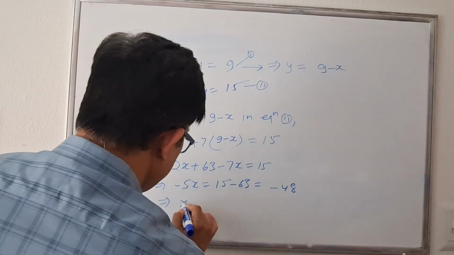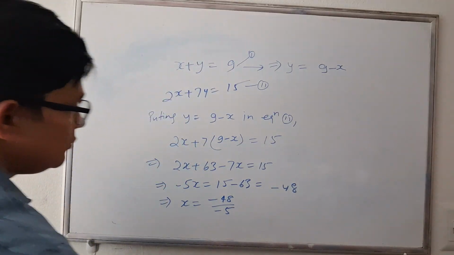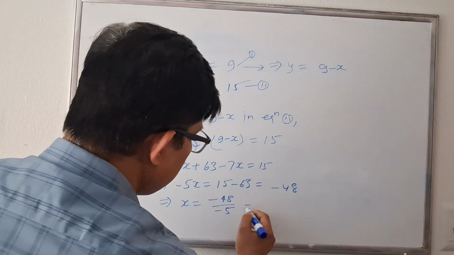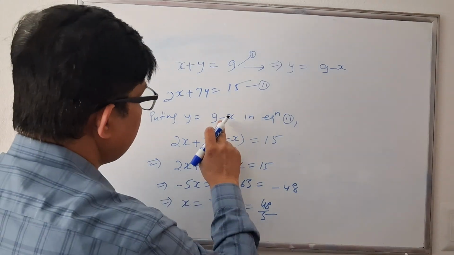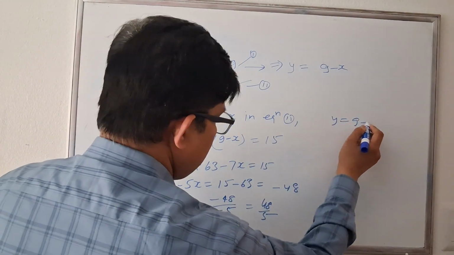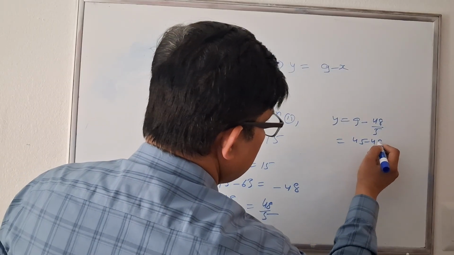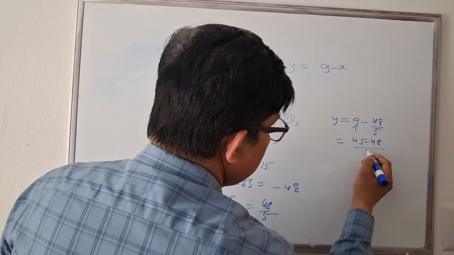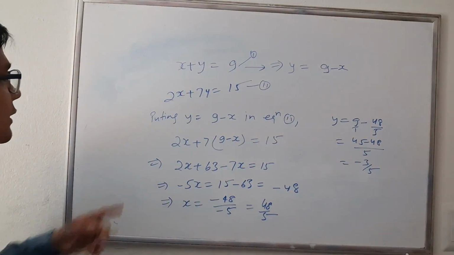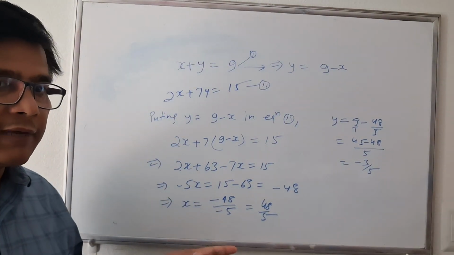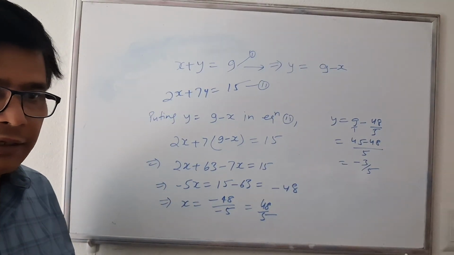And then x will be minus 48 divided by minus 5. Minus gone. So 48 divided by 5. Now you got the value of x. Put it here. So y will be 9 minus 48 divided by 5, which is 45 minus 48. You can put 1 here, if this is easy for you to remember. This will be minus 3 divided by 5. So this is called substitution, where you replace one variable with the second variable. Okay? This is so easy.